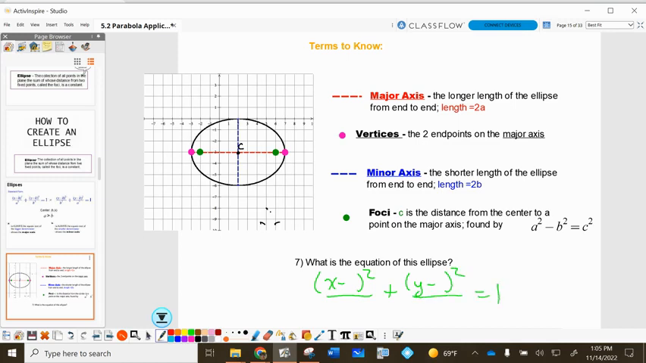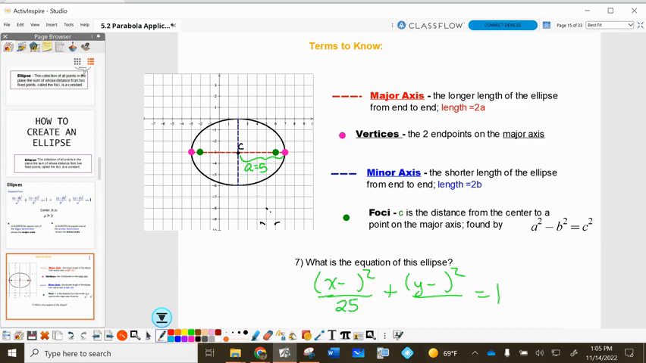And so we're going to count the distance from the center to the vertex, and that's 1, 2, 3, 4, 5 units. Okay, so a equals 5. So that is in the x direction, so it's going to go under the x term and it's going to be squared. So 5 squared is 25.